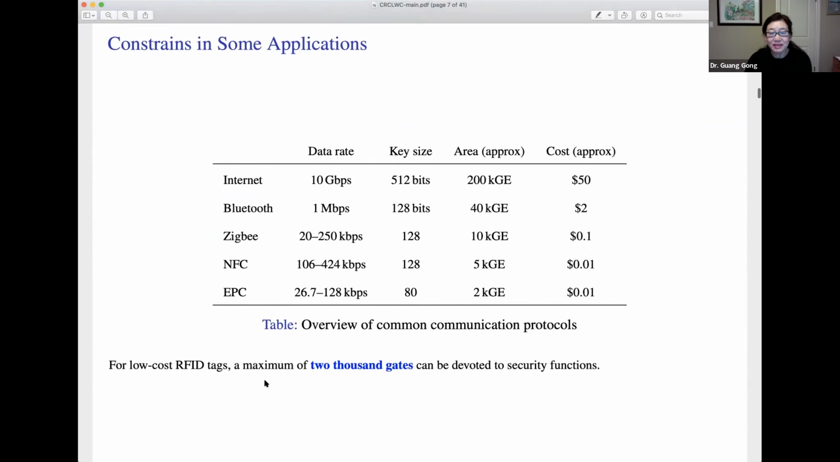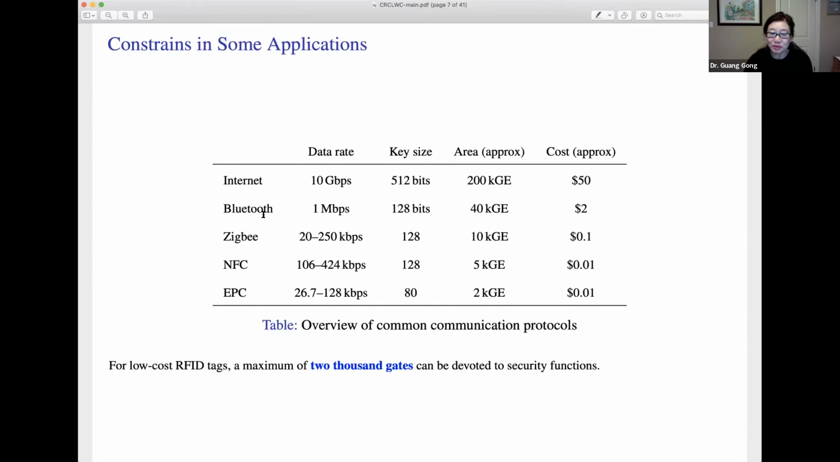Okay, then let us look at an example. If that's the internet, usually we can say the data rate is 10 gigabits per second, and for the security level, maybe your key size is 512 bits. Then for the implementation, we're talking about hardware implementation. It's possible to have only 200K gate equivalents, and the cost is about $50.